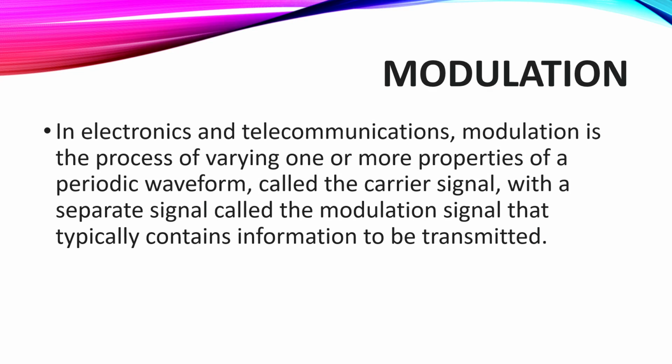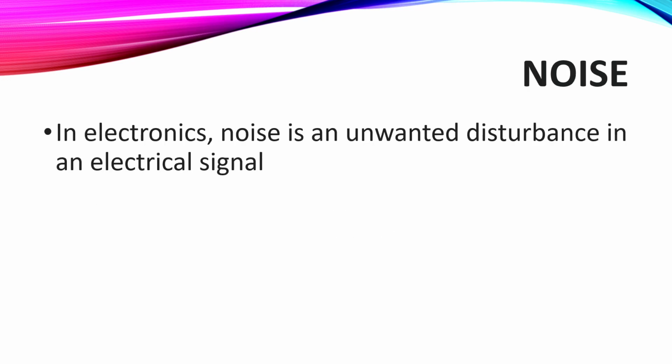Then we come to modulation. What is modulation? In electronics and telecommunication, modulation is the process of varying one or more properties of a periodic waveform, called the carrier signal, with a separate signal called the modulation signal that typically contains information to be transmitted. And what's noise? In electronics, noise is an unwanted disturbance in an electrical signal.